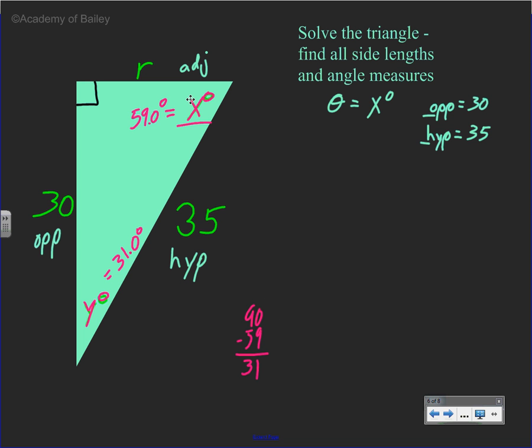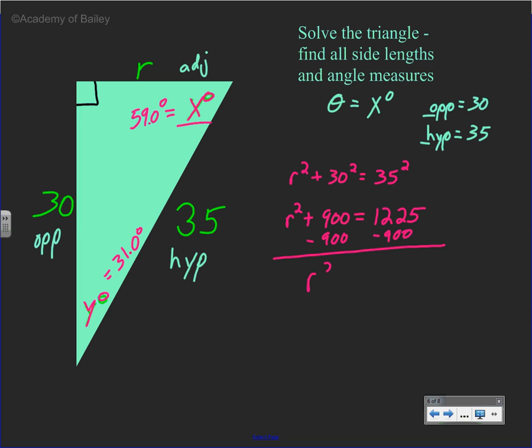And find the third side. r squared plus 30 squared is equal to 35 squared. When you work that out, 35 squared is 1,225. 30 squared should be 900. And we have r squared. Subtract 900 from both sides. So r squared is equal to 325.